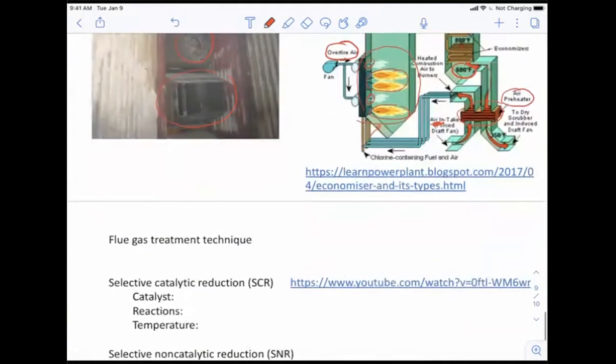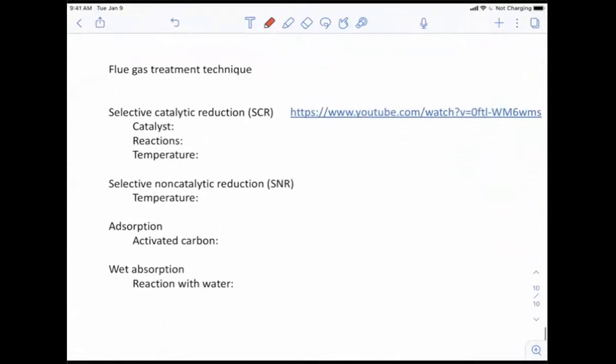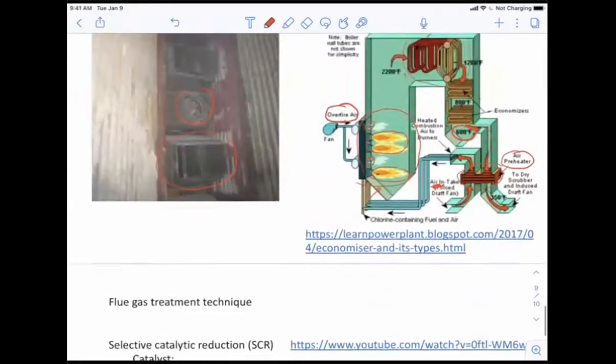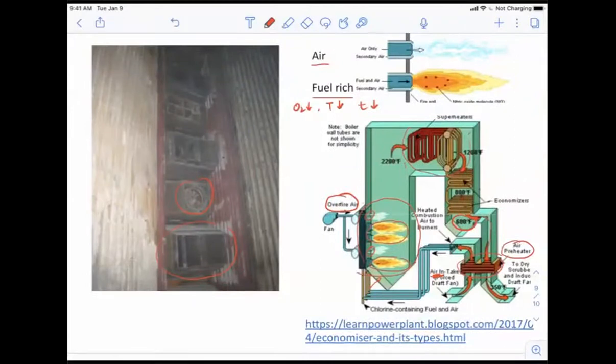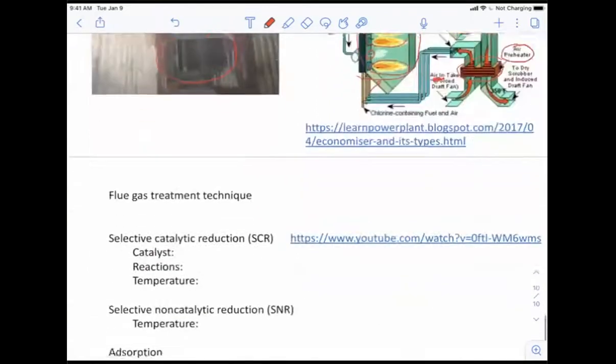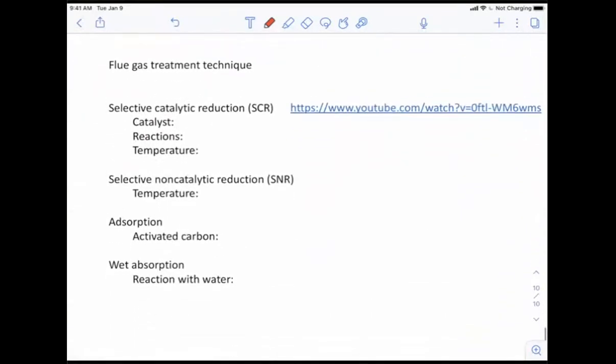Okay. So we said that basically these NOx control methods are in-combustion methods, right? This is the combustion modification. And we said that for the NOx control, there's also a post-combustion method.